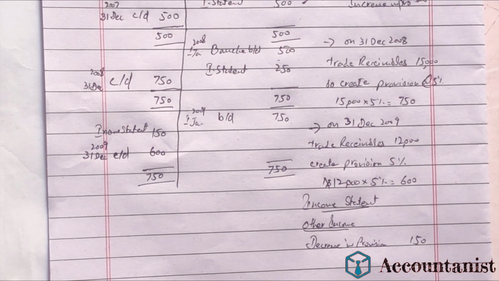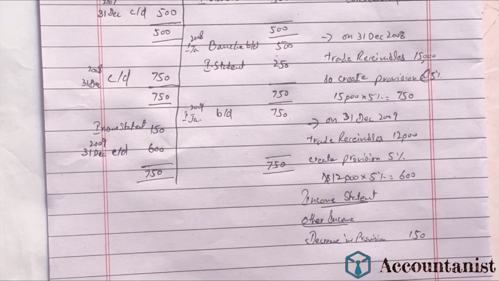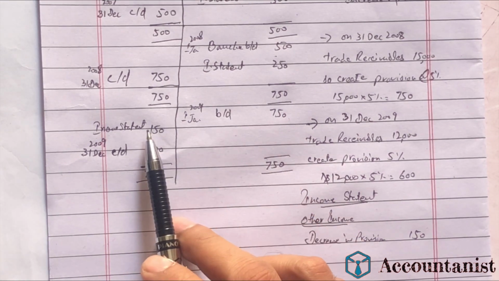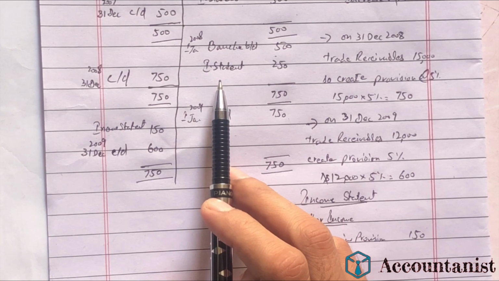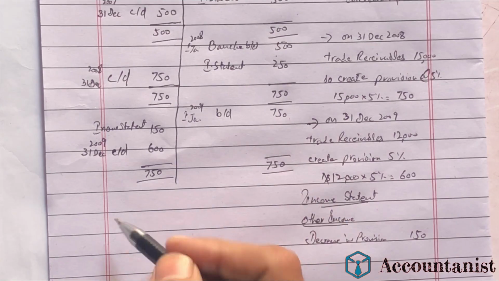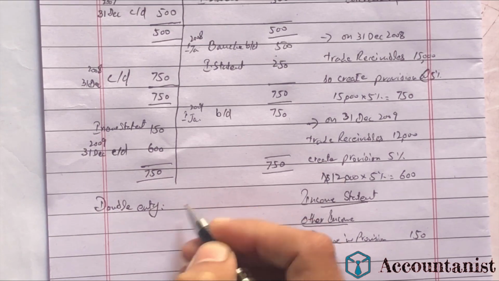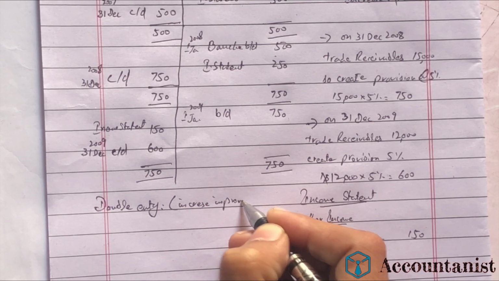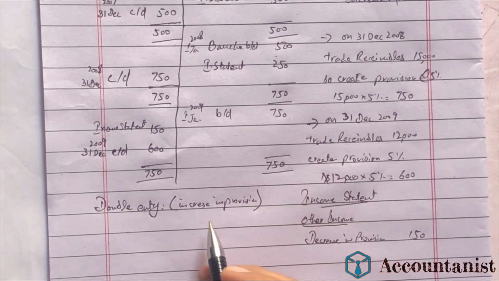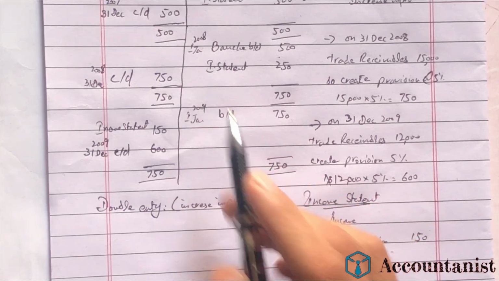Now the next thing that comes to you guys in the exam is the double entry of either the increase in provision or the decrease in provision. We need to know from the double entry what we need to debit and what we need to credit. So if we look at the increase in provision, I'm going to write down here the double entry. If we have an increase in provision, the provision for doubtful debts account is going to be credited and the income statement is going to be debited.